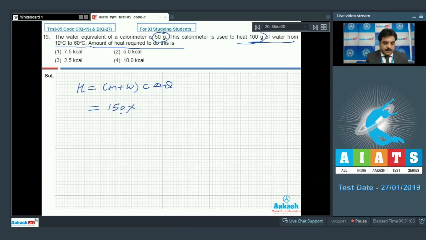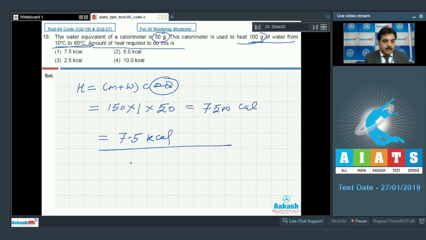I need specific heat, that is 1 according to the problem. And second, I need temperature difference, 10 to 60, so the difference is 50. When I calculate, I will get 7500 calorie. So I can write that as 7.5 kilocalorie. So my option number 1 will be the right choice. So let's move on to question number 20.